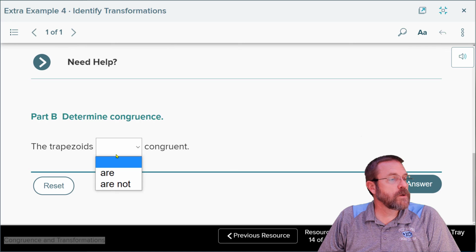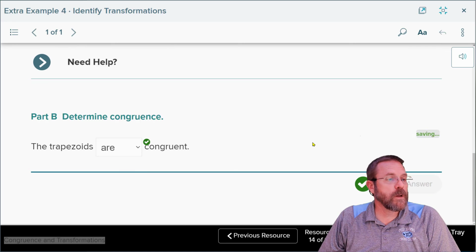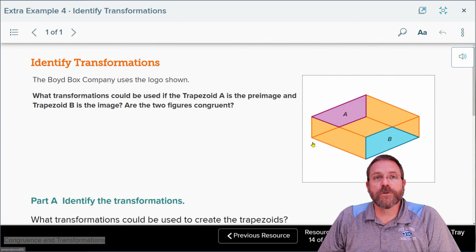The answer to this question is that both pieces are going to be congruent. That's all there is to it.